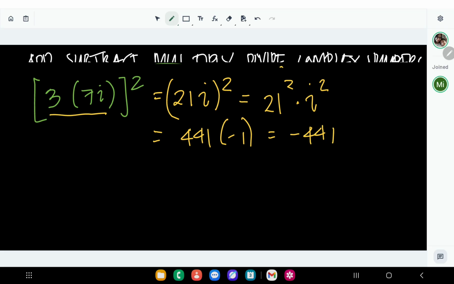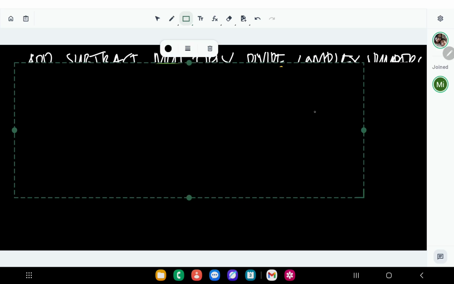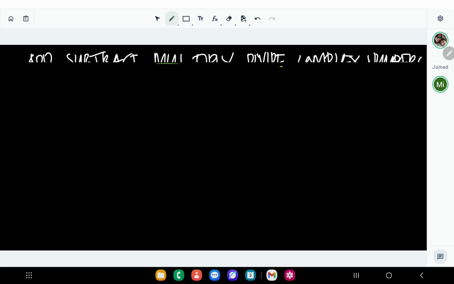Alright, so that's all for add, subtract, multiply. Now we work on division. So how to divide complex numbers. When we divide with complex numbers, you have to be careful, for example, if your denominator is the square root of negative 1. Let's try some simple division first. What if you're given 7 plus 3i over negative 5i?